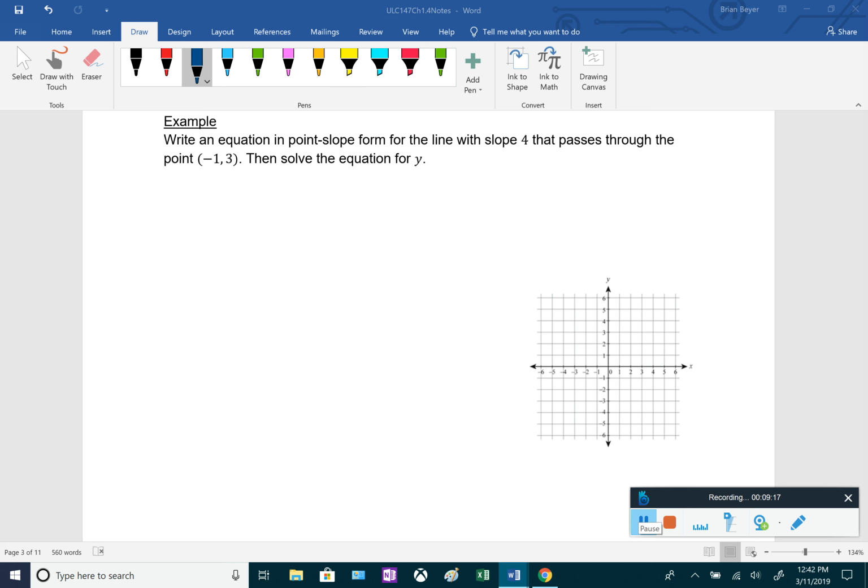Okay, so we know that we are starting with this formula, y minus y1 equals m times x minus x1. But the hint is that we're given a point on the line and we're given the slope. Hence the name point-slope form for the equation of a line. It tells you what you need for it. So we're given that the slope is 4 and the point, which is x1, y1, is negative 1 comma 3. So all we have to do is plug this in.